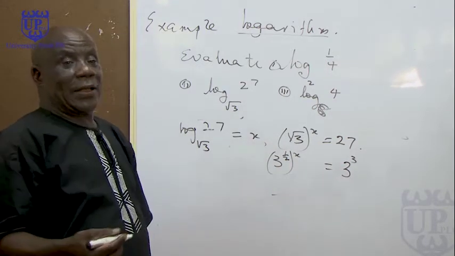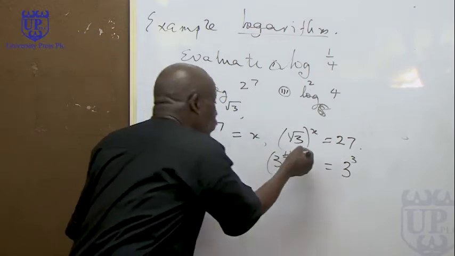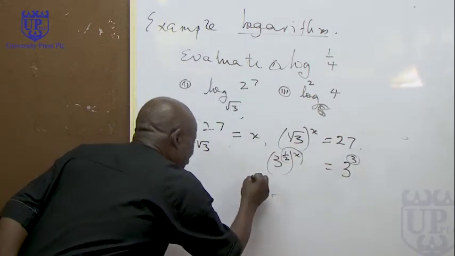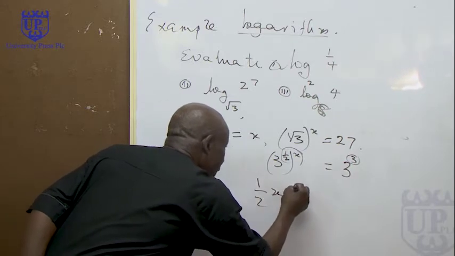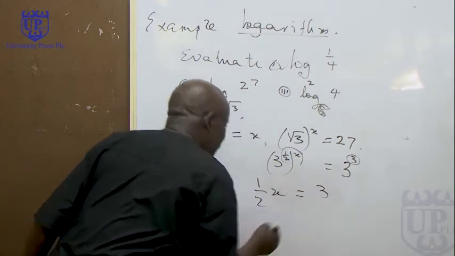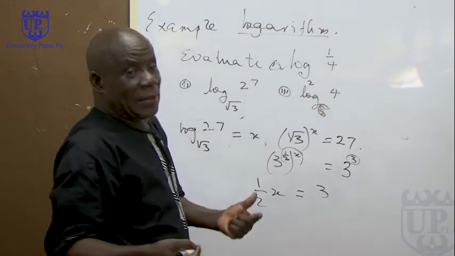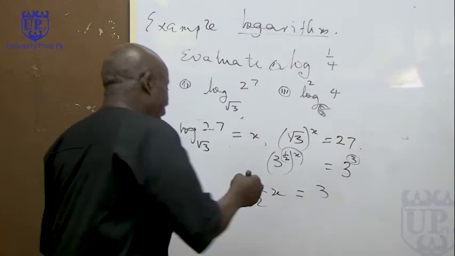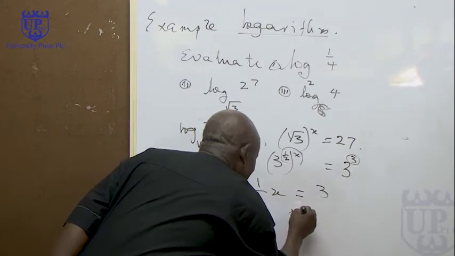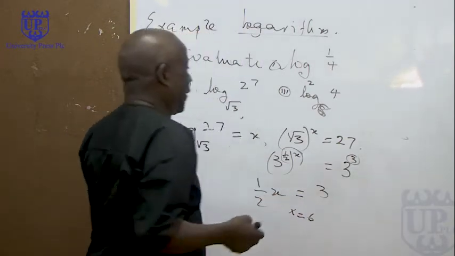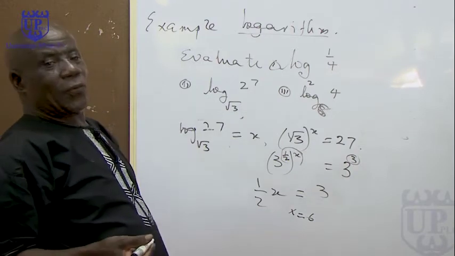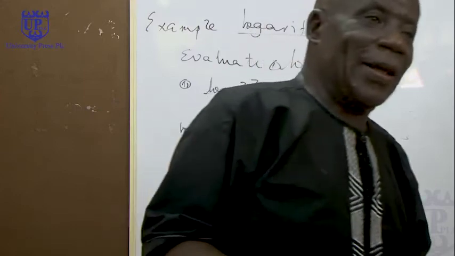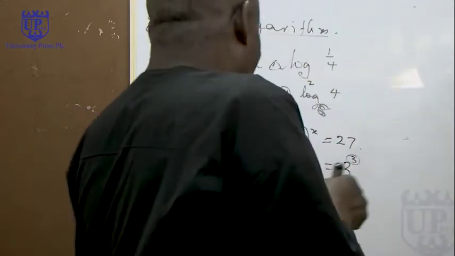Now what is the meaning of this? It means you equate the powers. That means half of x equals 3. Half of a number is 3. What is that number? 6. Our x is 6. Therefore, log of 27 to base root 3 is 6.